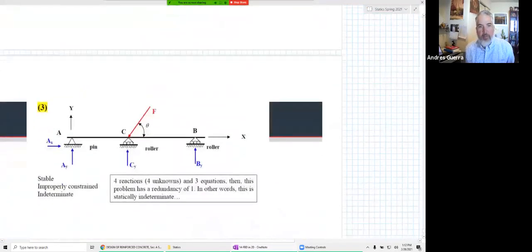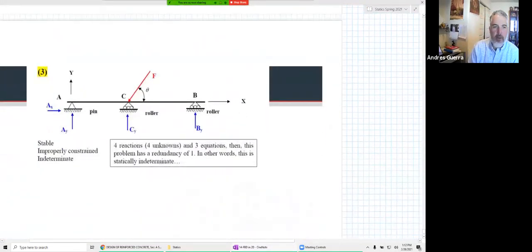And then what if I added one more connection though? What if I said, okay, well, let me add a roller at a new point right here. Well, I have four unknowns. This is what we call indeterminate.